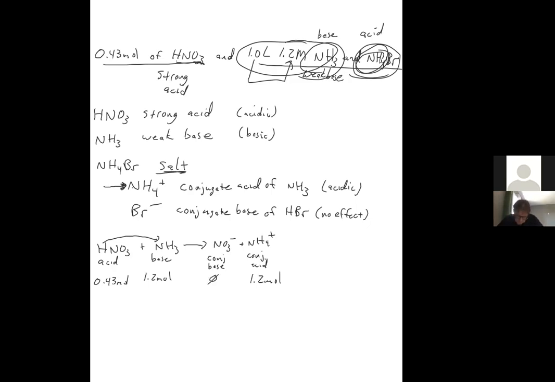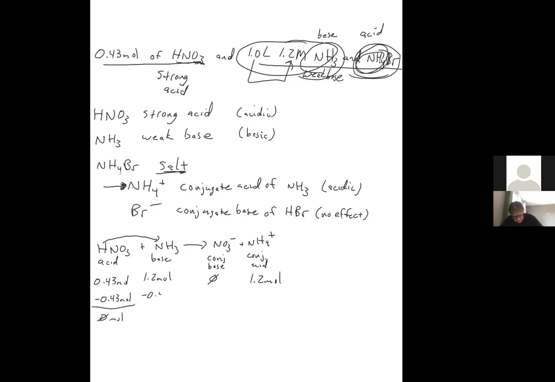So isn't this interesting? This is the common ion effect, which is that we have ammonia and ammonium. So ammonium was already in there in the form of NH4Br. But now this reaction is going to produce more ammonium by reacting HNO3 with the NH3. So that NH4 plus is a common ion. It's interesting. So which one's limiting? The smaller, so minus 0.43. This will go down to 0.